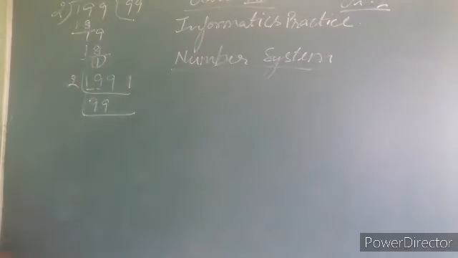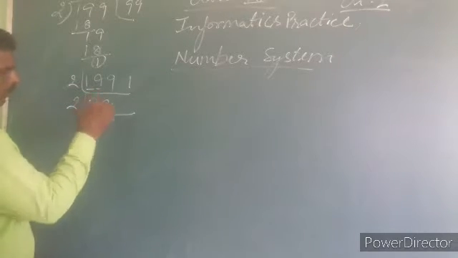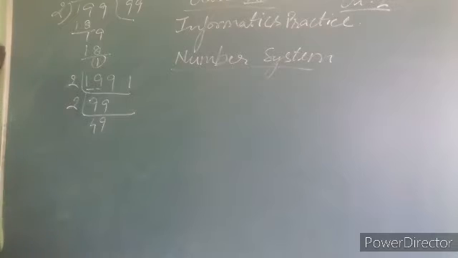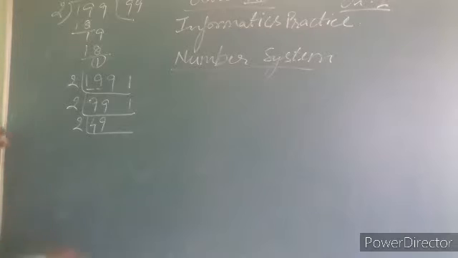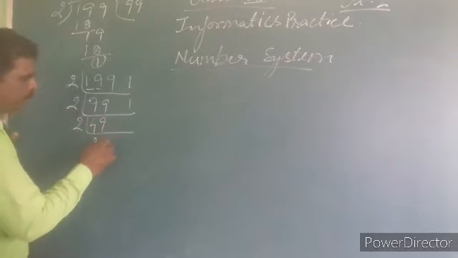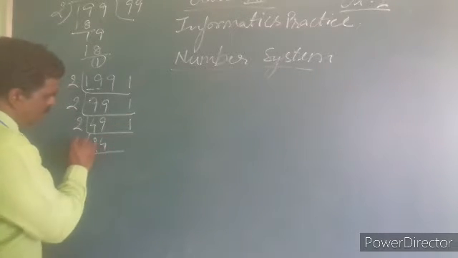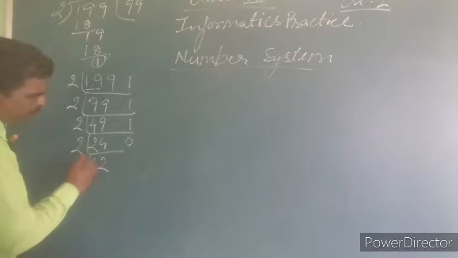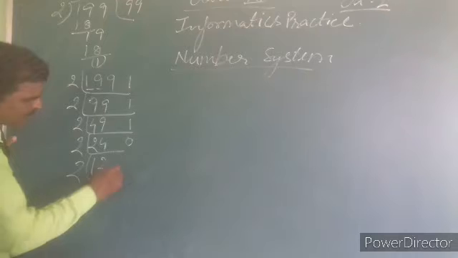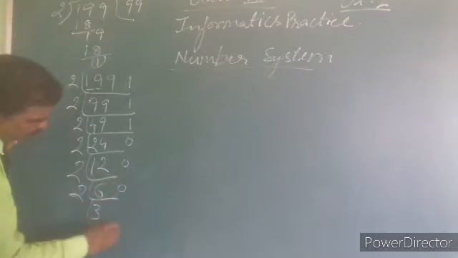Again we are dividing it. 2 fours are 8, remainder is 1. 2 nines are 18, remainder is 1. See, 2 twos are 4 and 2 fours are 8, remainder is 1. 2 ones are 2, 2 twos are 4, remainder is 0. 2 sixes are 12, remainder is 0. 2 threes are 6, remainder is 0. 2 ones are 2, remainder is 1.